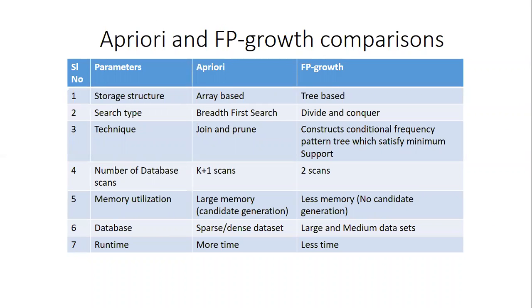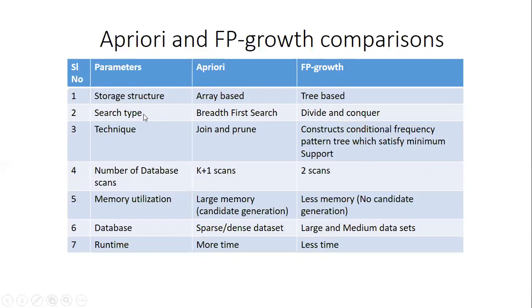Now let us discuss the difference between the Apriori algorithm and the FP growth algorithm. There are some parameters given here, and based on those we differentiate the two. First, the parameter is storage structure. Apriori uses an array-based structure, and in FP growth we use a tree-based structure. Here the data structure is tree; there it is array.